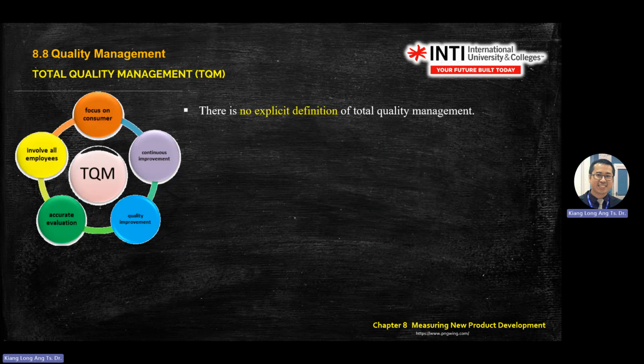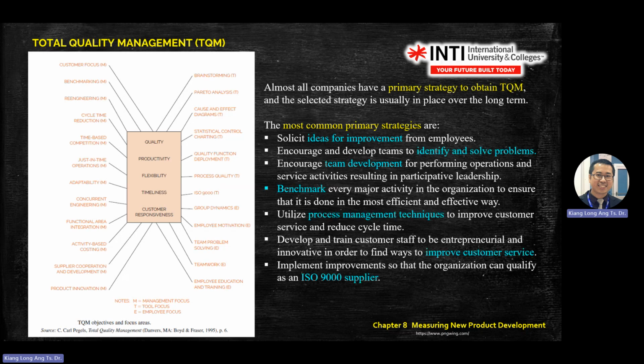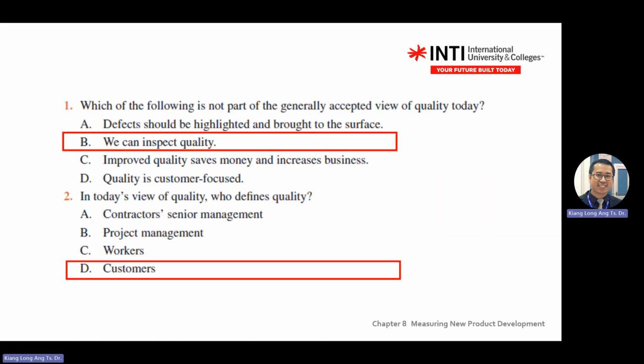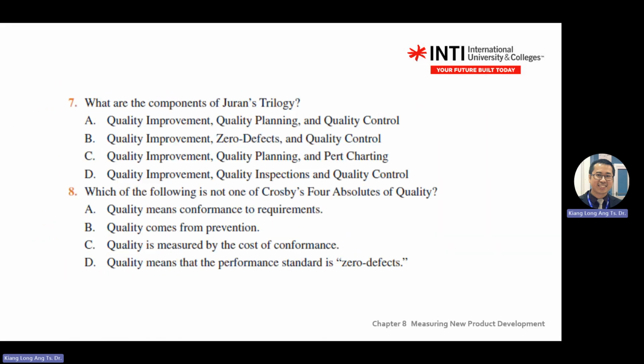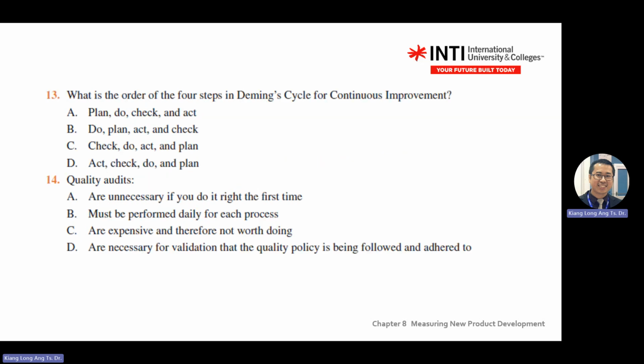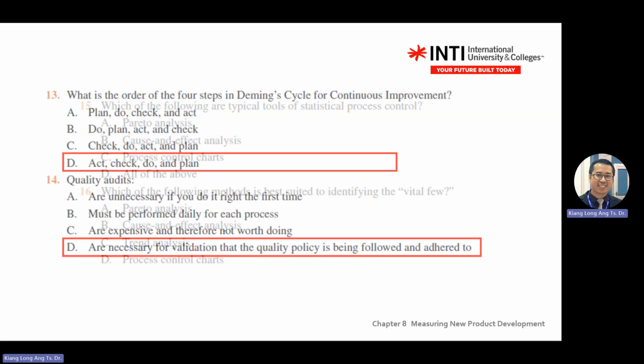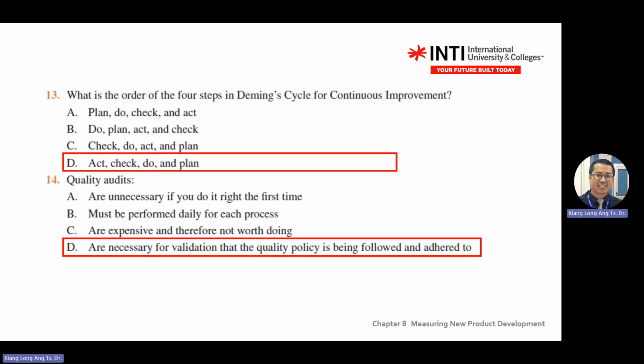Quality cycle. This one will be true. Okay. For this chapter 8, what I need to highlight is the Deming cycle for improvement, for action: act, check, do, and plan. Our plan, do, check, act. This is for action.